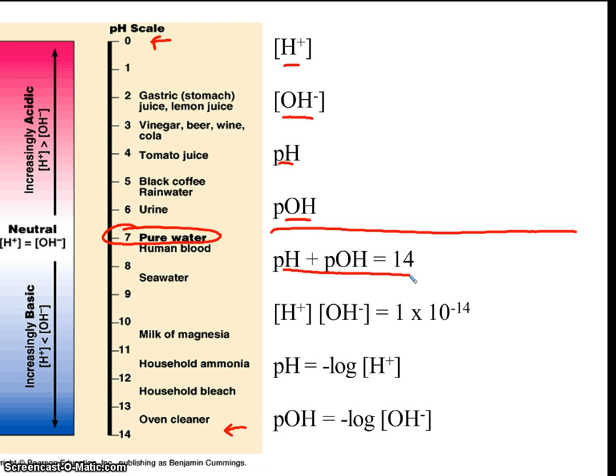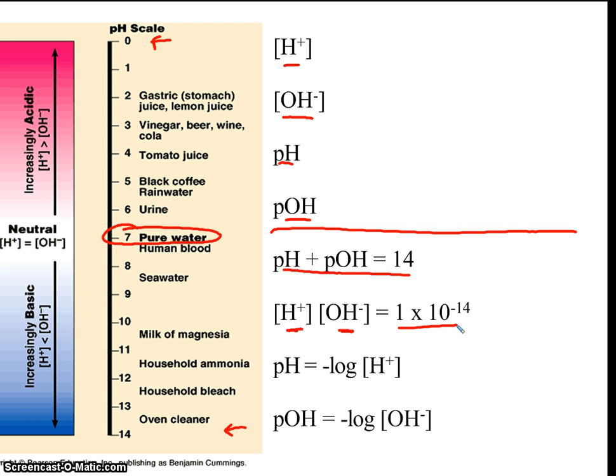Now the second is the hydrogen ion concentration times the hydroxide concentration always gives you the constant 1 times 10 to the negative 14th. So this allows us, if we know the hydrogen ion concentration, to solve for hydroxide and vice versa. So there are 2 constants that you should remember.